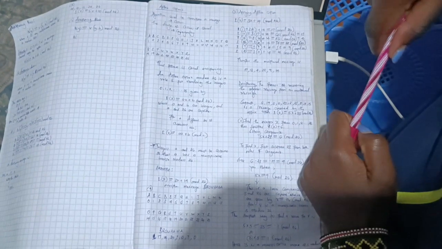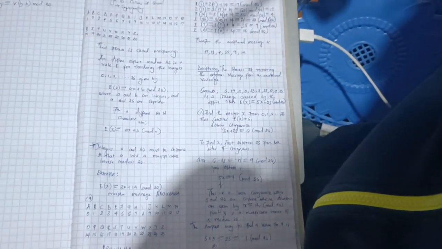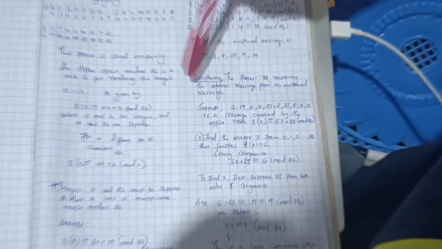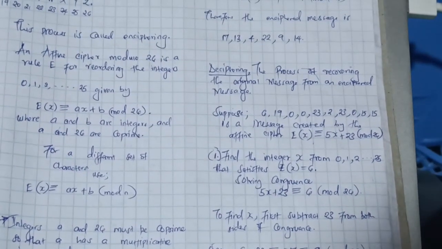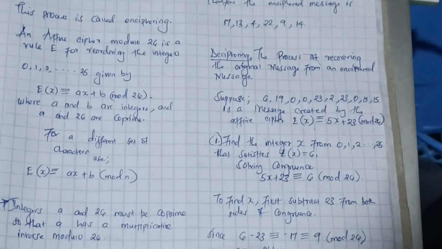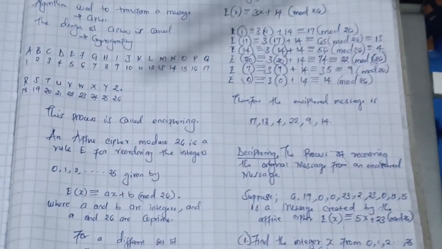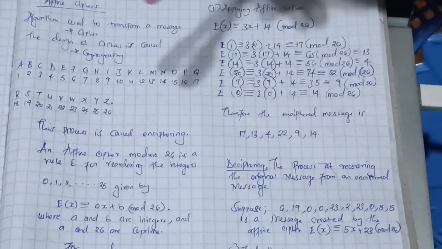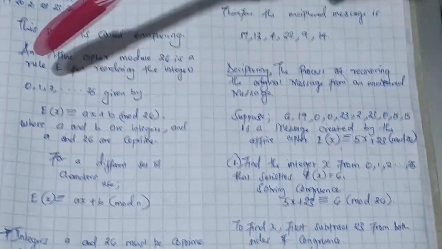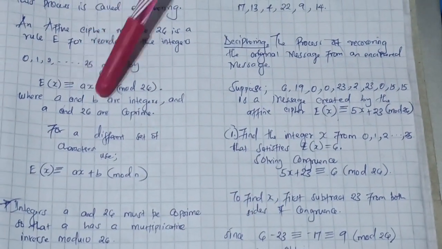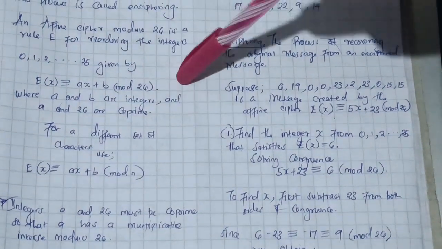So an affine cipher modulo 26 is a rule E, where E is for the enciphering, and it's used to reorder the integers. We've said that the letters A to Z are represented by the integers 0 to 25. So for this, we have a formula: E(x) is congruent to ax plus b modulo 26.